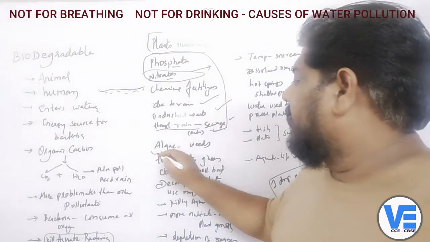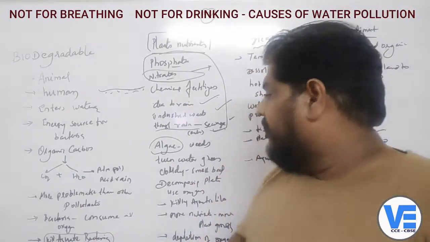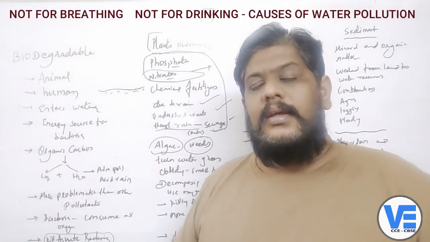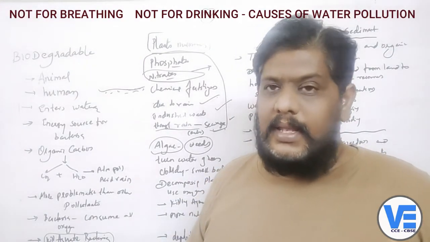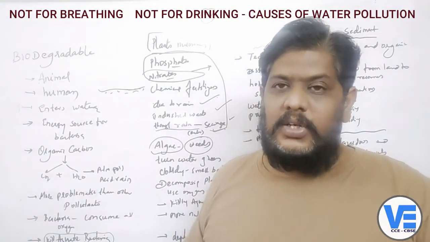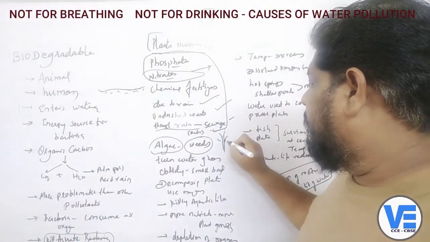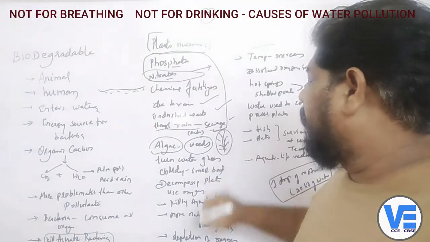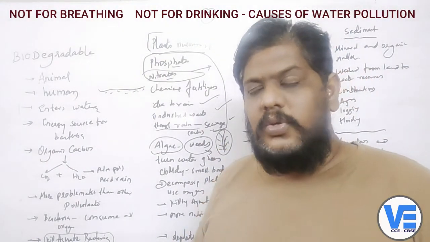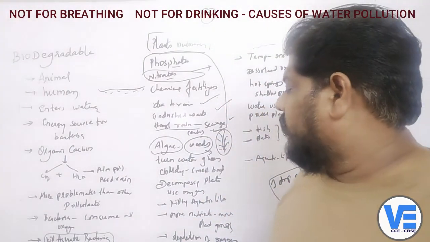So algae will grow rapidly, and also so many plants which are the weeds, right? Now what are weeds? Weeds are the plants which grow along with the crop plants, but they are harmful to the crop plants because they take the space, the water, and the nutrients, and they will not allow the regular plants to grow properly, because these are the unwanted plants in the crops. Those kinds of plants will grow, and also algae will grow.